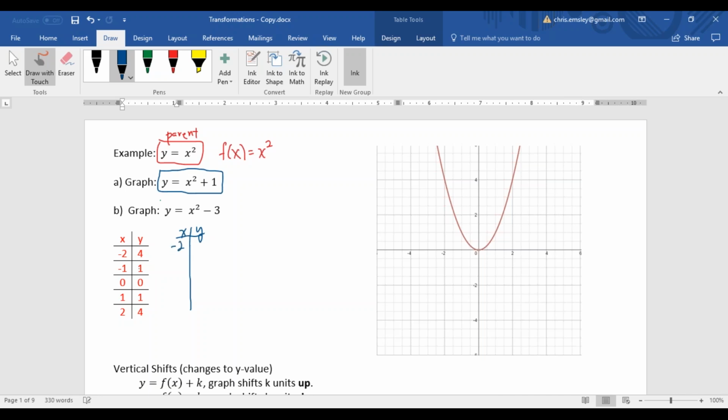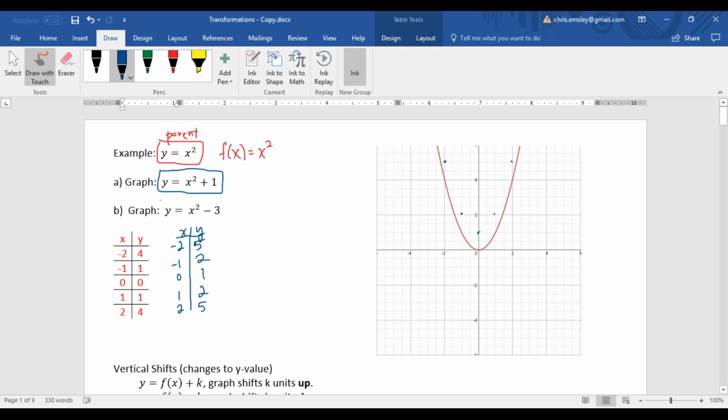Okay, so I'm going to use the same x values. Negative 2 squared is 4, and 4 plus 1 is 5. Negative 1 squared is 1, and 1 plus 1 is 2. 0 squared plus 1 will be 1. 1 squared plus 1 is again 2. And 2 squared plus 1 is 5. So let's plot those points for our new graph. Negative 2, 5. Negative 1, 2. 0, 1. 1, 2. And 2, 5.